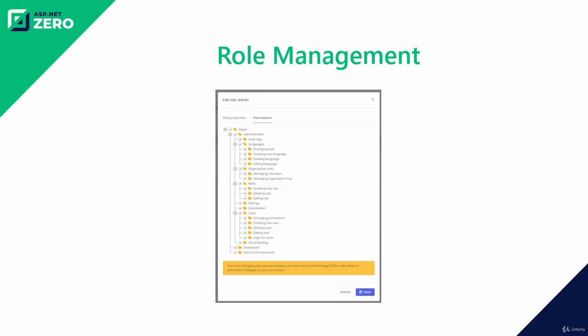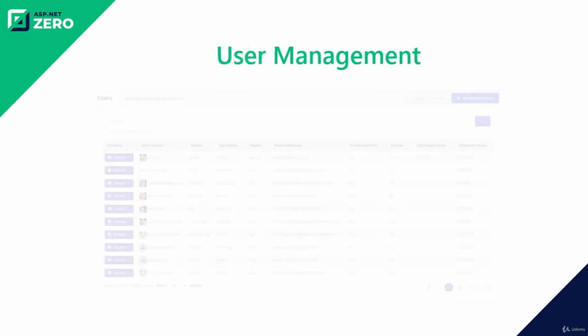Here you can see role management. Role management allows us to drill down to the level of permissions for roles on pages. So we can, for example, enable the permission to add a phone number to a customer. That's the fine-grained level that we can reach with permissions.